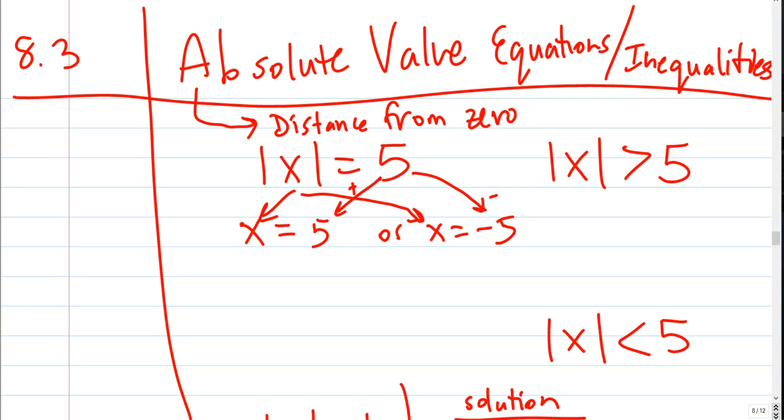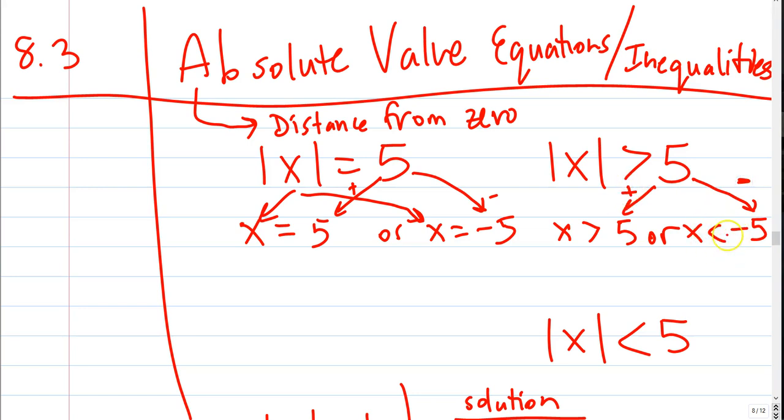We do a similar thing with the inequalities. We're saying what number has a distance greater than 5 from 0? Well, we split it. x is 5 and negative 5. The only difference here is a number with a distance greater than 5 would be greater than 5 or less than negative 5. Okay, so this tends to be an or.